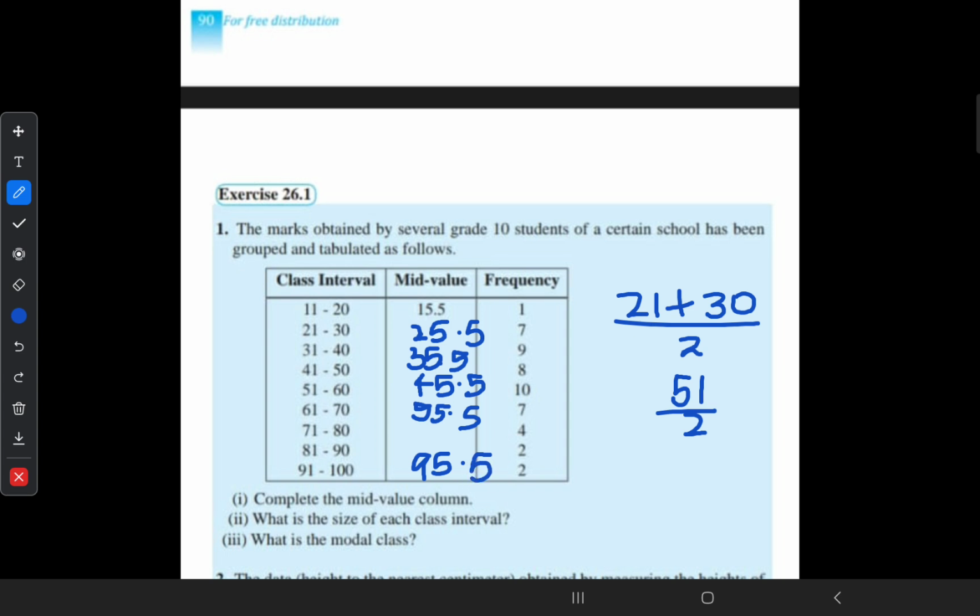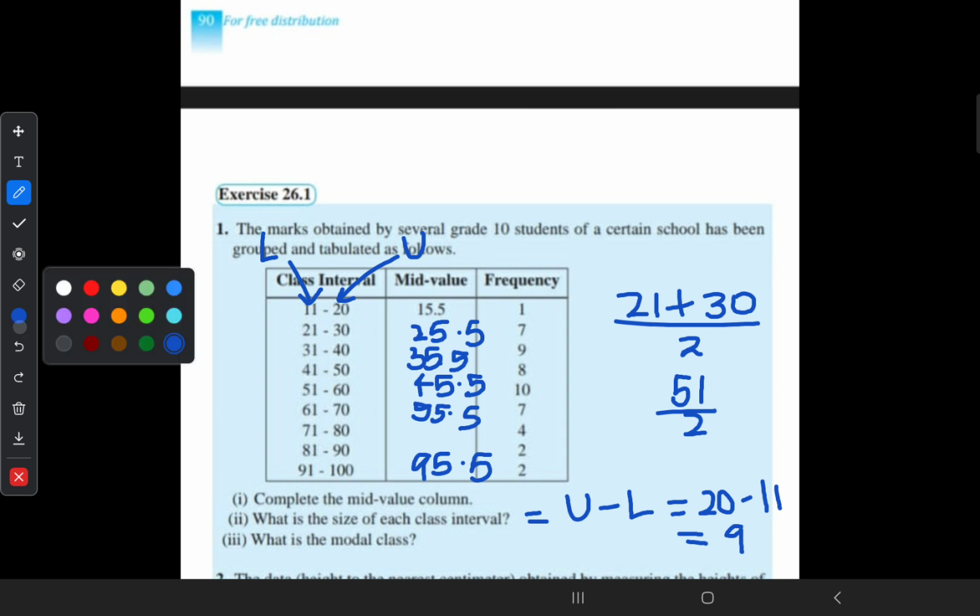What is the size of each class interval? Let's find for the first one. To find the class interval, what do we need to do? From the upper boundary, we need to subtract our lower boundary. In a class interval, the highest one is our upper boundary and the lowest one is our lower boundary. So the upper one is 20. From that, you should subtract the lower boundary, which is 11. So that will give you 9.